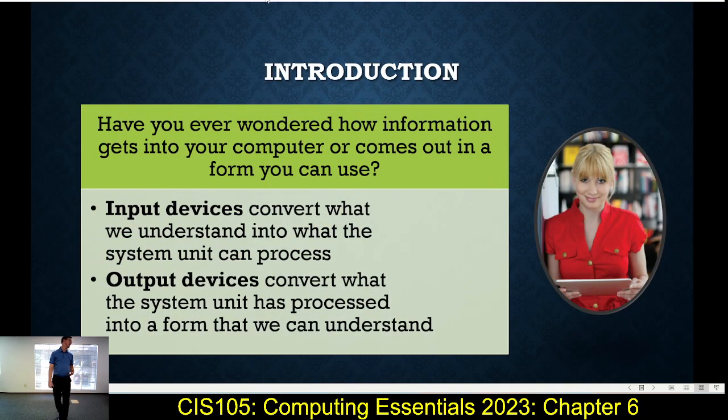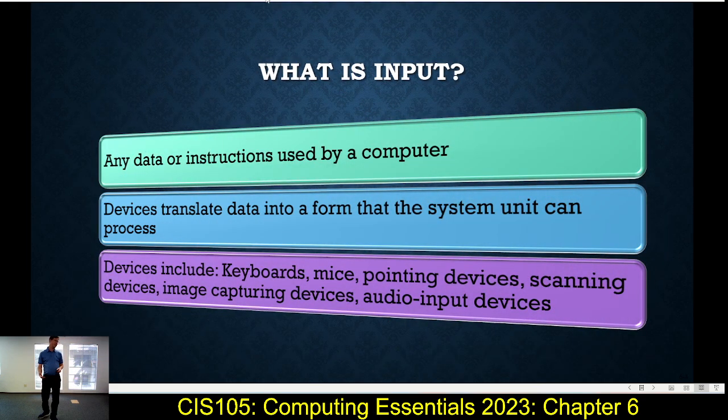So, of course, at the beginning of this, you're going to be asked the question: have you ever wondered how information gets into your computer or comes out of it in a form that you can use? Input devices convert what we understand. We are analog signals. Computers recognize what kind of signals? Digital signals, right. So input devices convert what you and I understand into what our system units can process. Output devices convert what the system unit has processed into the form that we understand. And this conversion happens very, very fast. You and I don't even think about it.